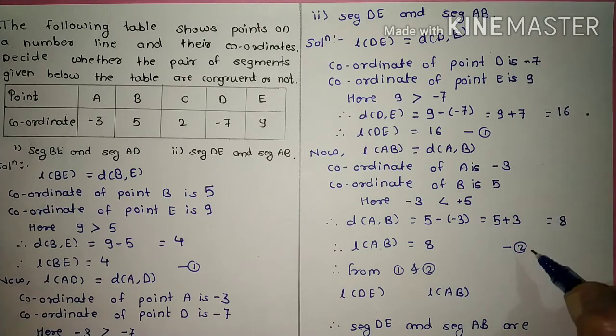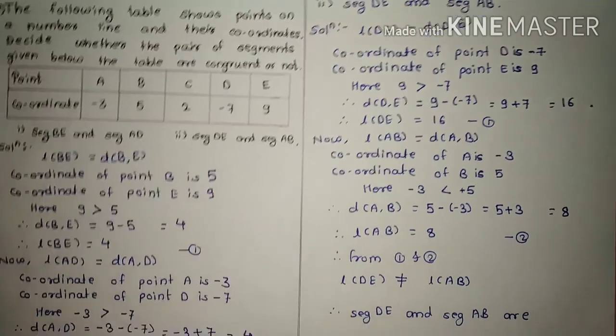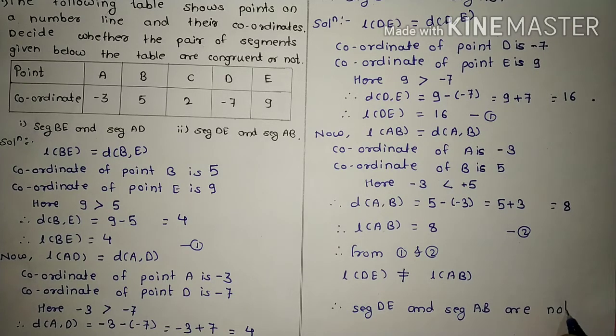Therefore from 1 and 2 we can conclude that length of DE not equal to length of AB. Here length of DE is 16 and length of AB is 8. Means lengths are different, which is not equal. Therefore we can say that segment DE and segment AB are not congruent. Okay, now see next example.